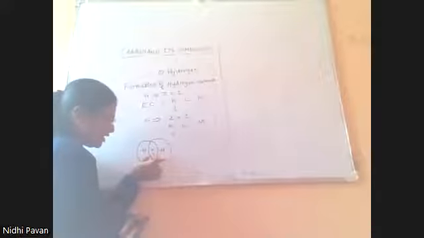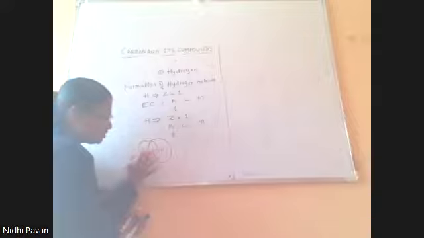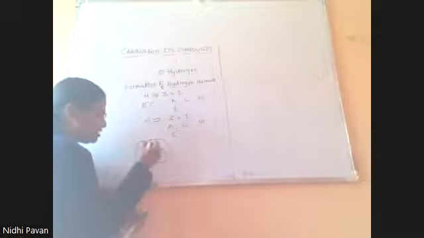The electron of this will be shared to this. So this hydrogen atom will also be having 2 electrons. And when you observe, this hydrogen atom will also be having 2 electrons.